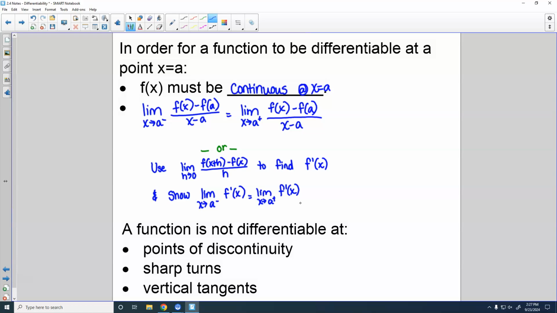Okay, a function is not going to be differentiable at any place where it's not continuous. So if you have an asymptote or a jump or a hole, then the function is not differentiable at that point. If you have a sharp turn, the function is not differentiable at that point. And then a vertical tangent is also going to be a place where it's not differentiable at that point.